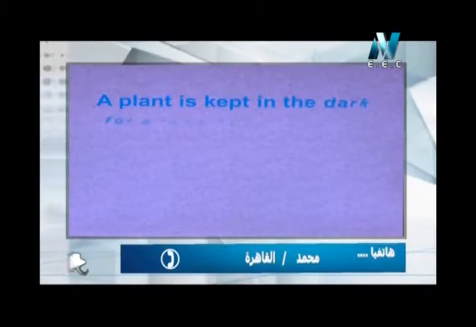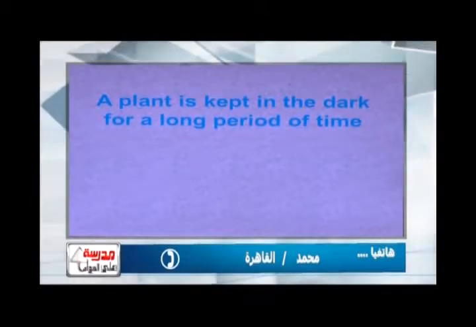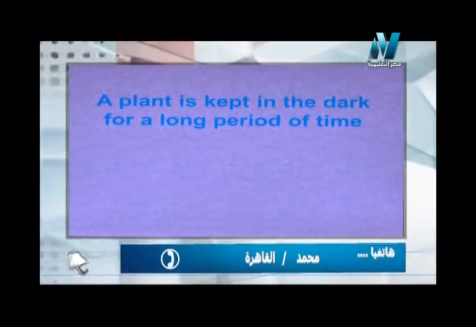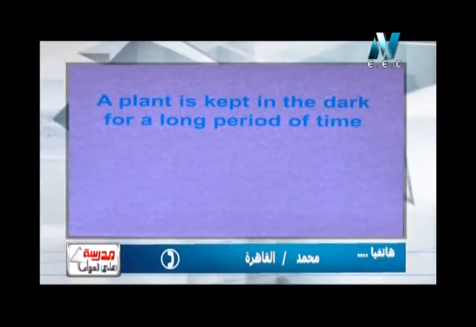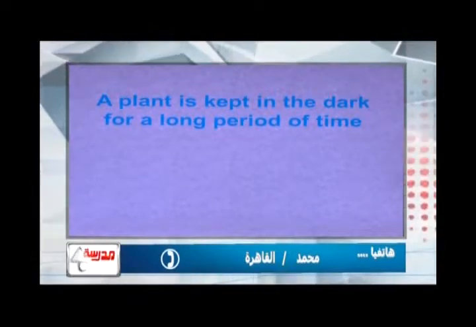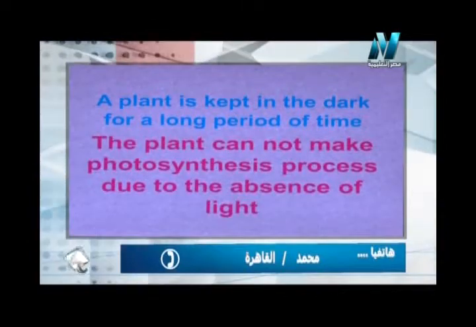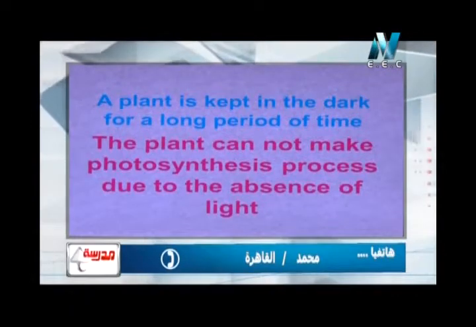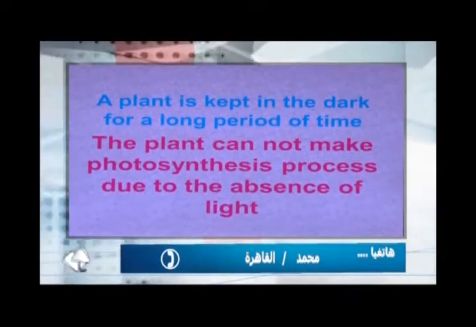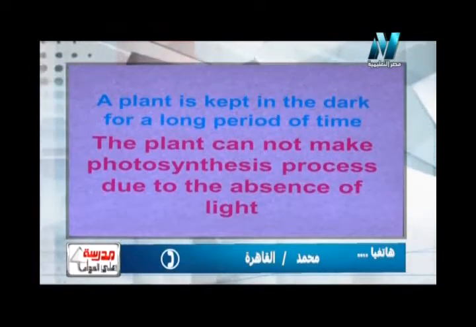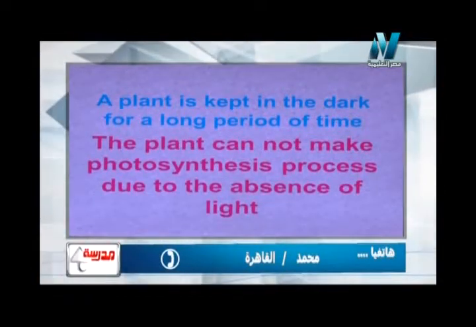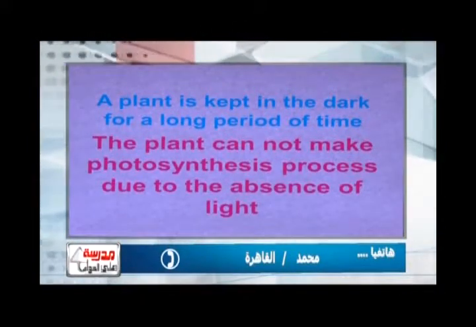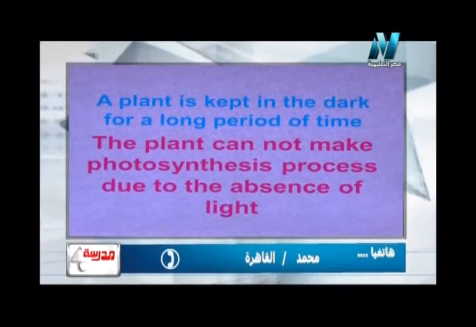What happens if a plant is kept in the dark for a long period of time? The plant can't do the photosynthesis process. The plant surely cannot do photosynthesis due to the absence of light, cannot make its own food, and will die. So light is a very necessary energy for the plant, because with light the plant can carry out photosynthesis and make its own food in this very important vital process.